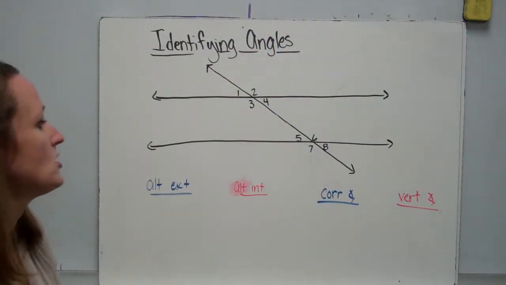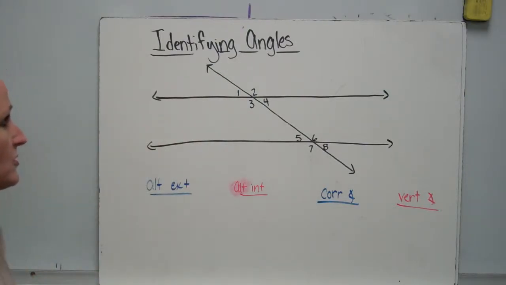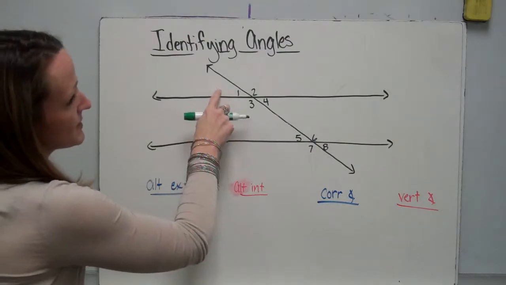Okay. So let's identify some angles. Here I have my two parallel lines cut by my transversal. So if I want to identify my alternate exteriors, I would say 1 and 8.